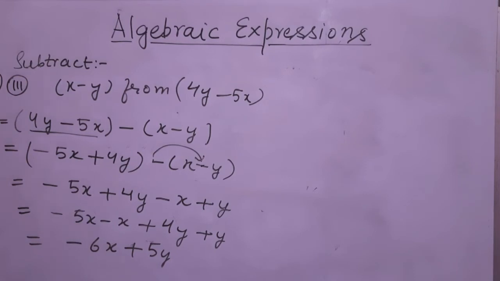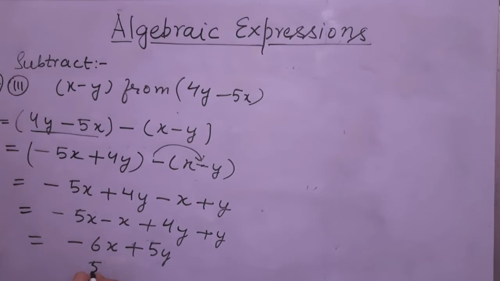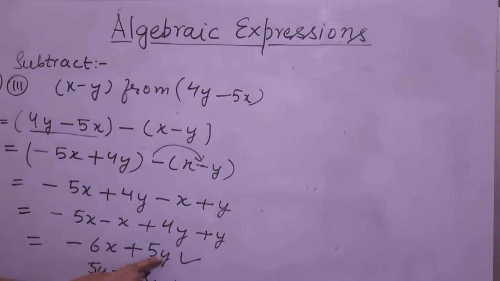-6x plus 5y. In the book it is given as 5y minus 6x. So both are correct. You always have to arrange them according to alphabetical order. That is why I have written it like this. Okay students, so I hope you must have understood. Now let's move on to the next option.